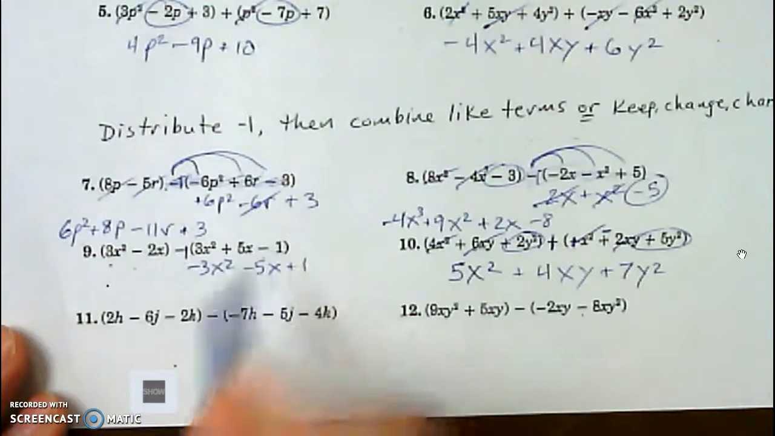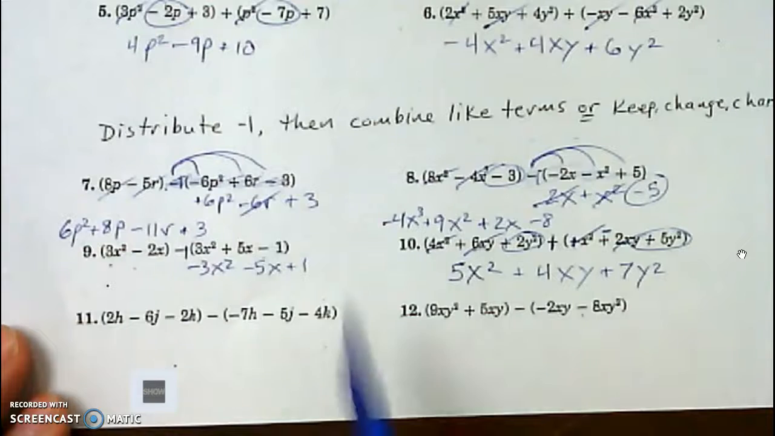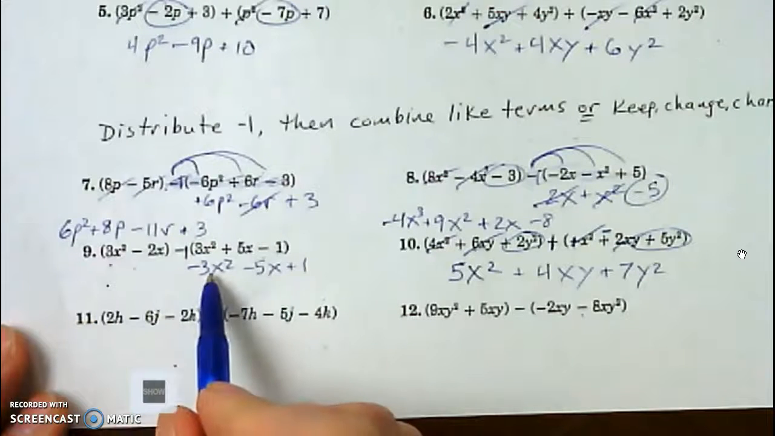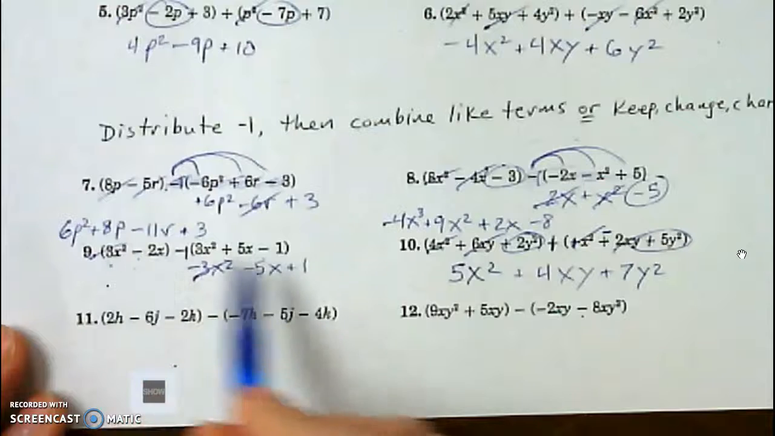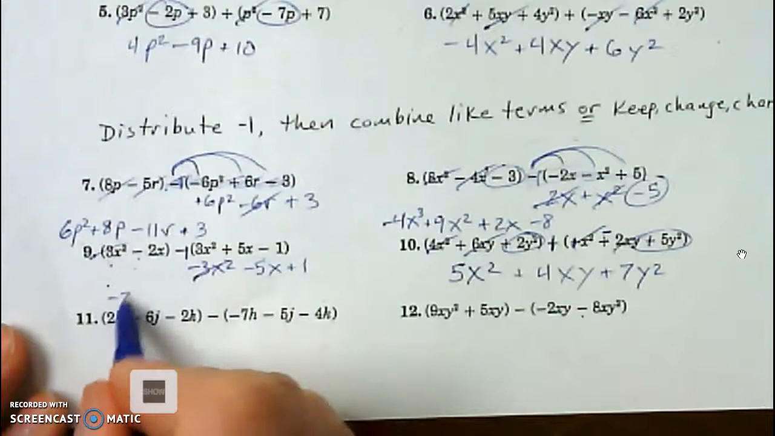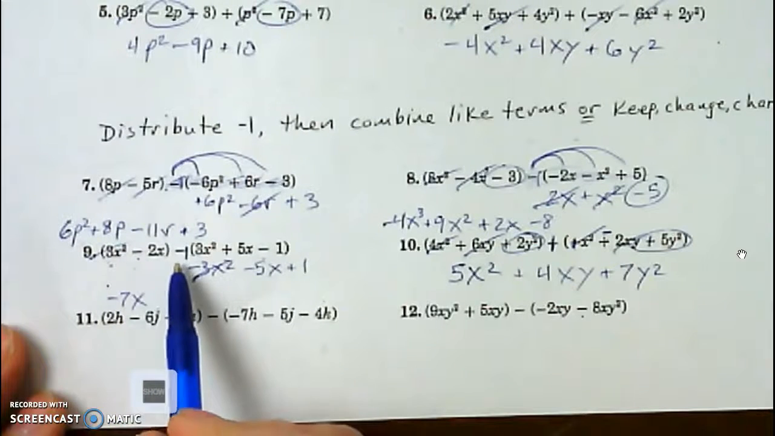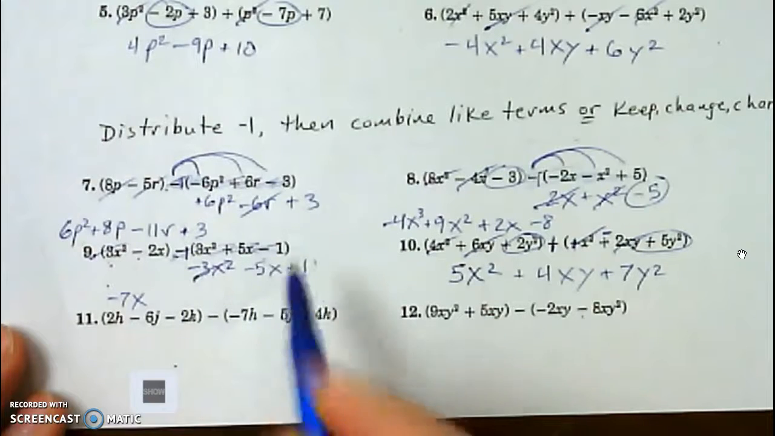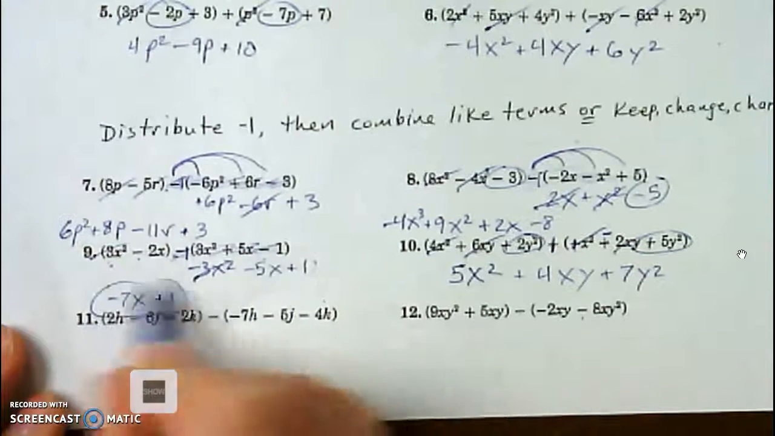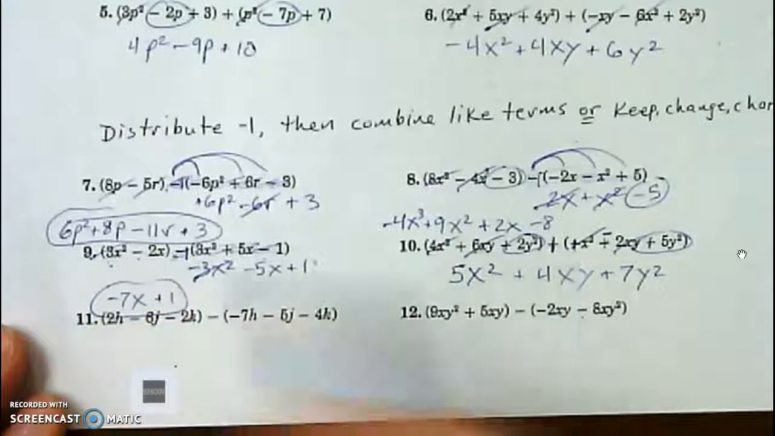All I did was write what's in parentheses with opposite signs. And let's add. 3x squared, negative 3x squared cancel to 0. Negative 2x and negative 5x are negative 7x if we add them. And remember, that was just my distributing. Then I have that positive 1. I'll go back and circle the answers.